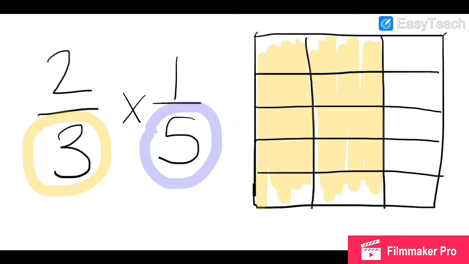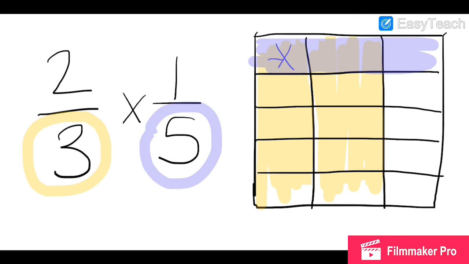Now I know that one of those parts should be shaded because it's 1/5. So I'm going to do this top part up here. There I have my 1/5 shaded. Now I want to focus on what overlapped. This is going to give me my answer. So where do I have both purple and yellow? Let's take a look.